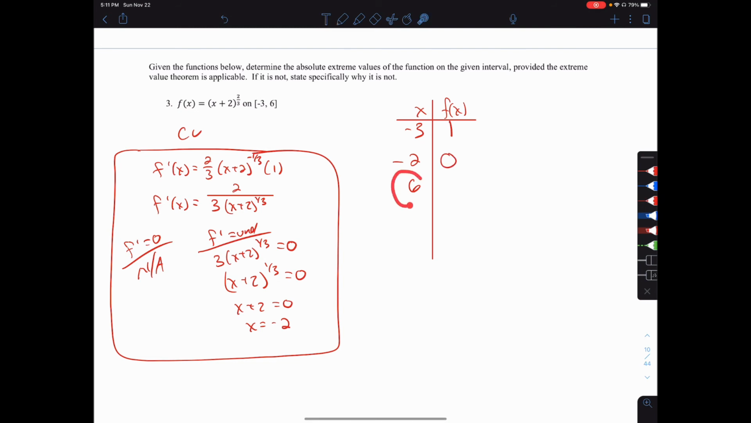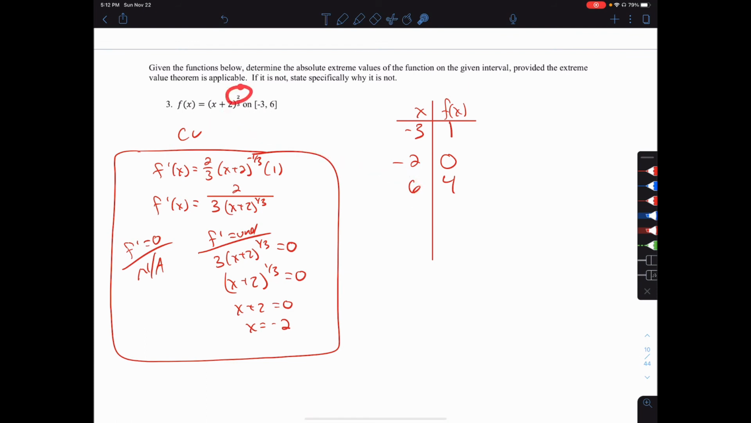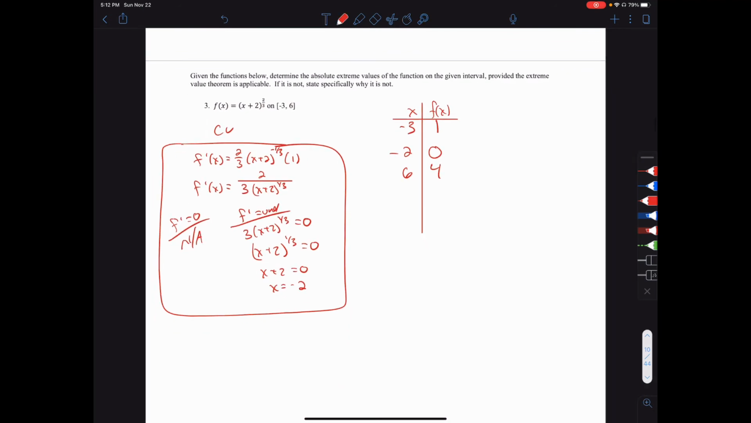0 to any exponent is going to be 0. Put 6 in. 6 plus 2 is 8. The cube root of 8 is 2. 2 squared is 4. You could do this a more difficult way. You could say, put 6 in. 6 plus 2 is 8. You could square it first, which is 64, and then cube root it and get 4. I just think that's a lot more complicated.